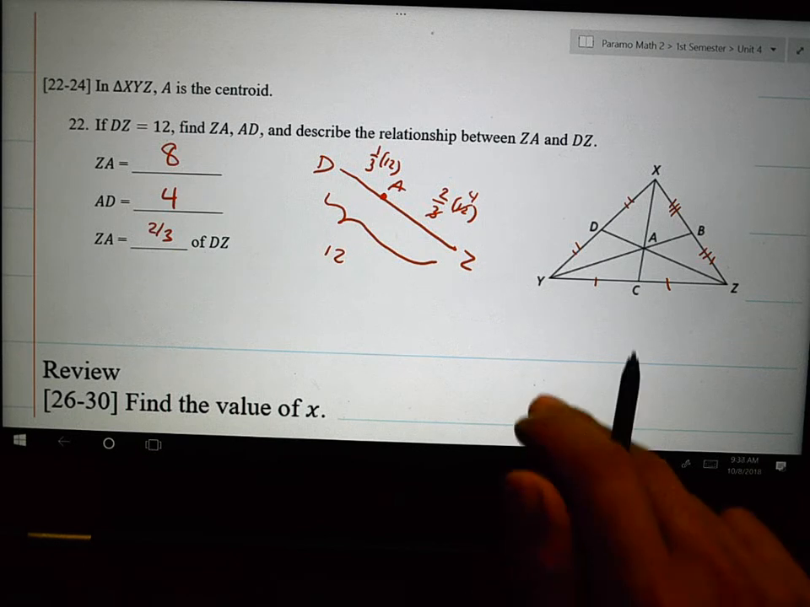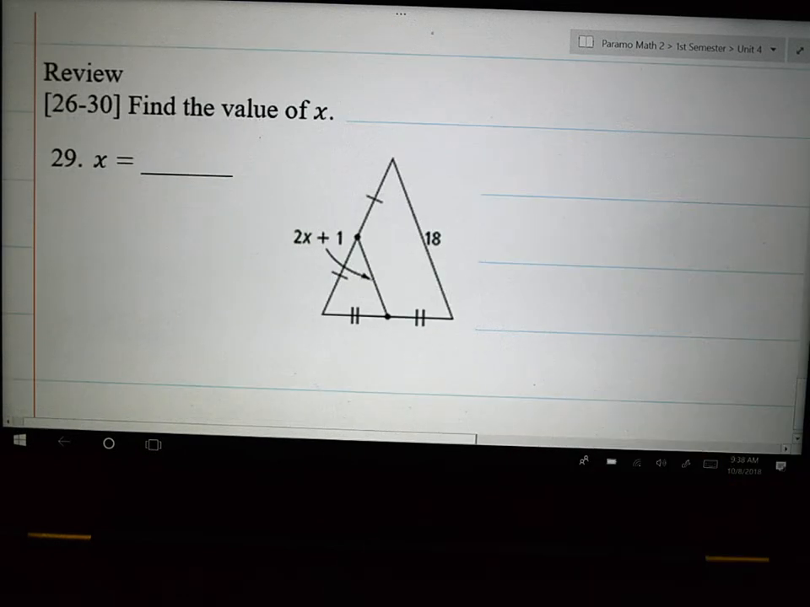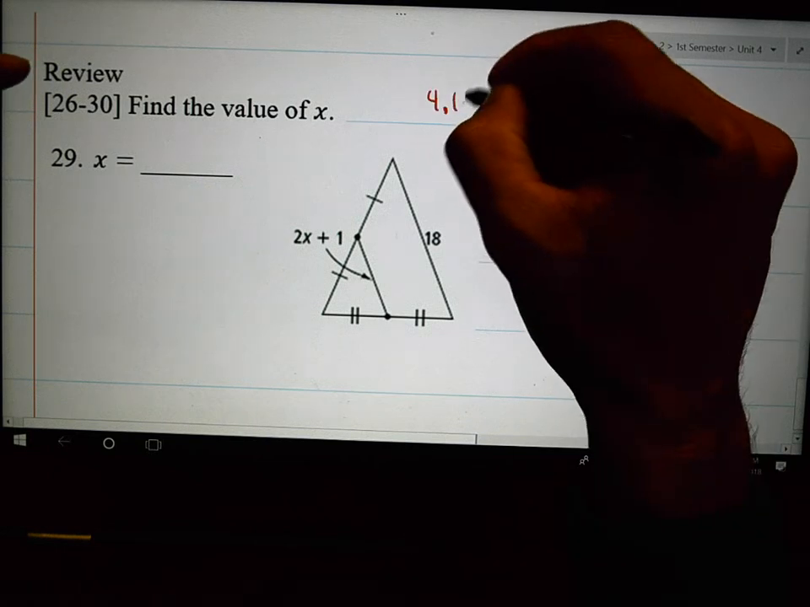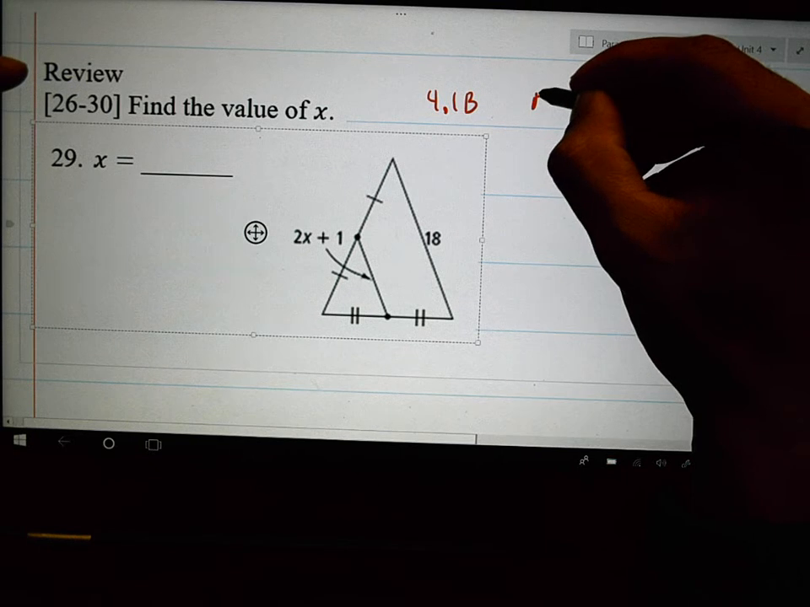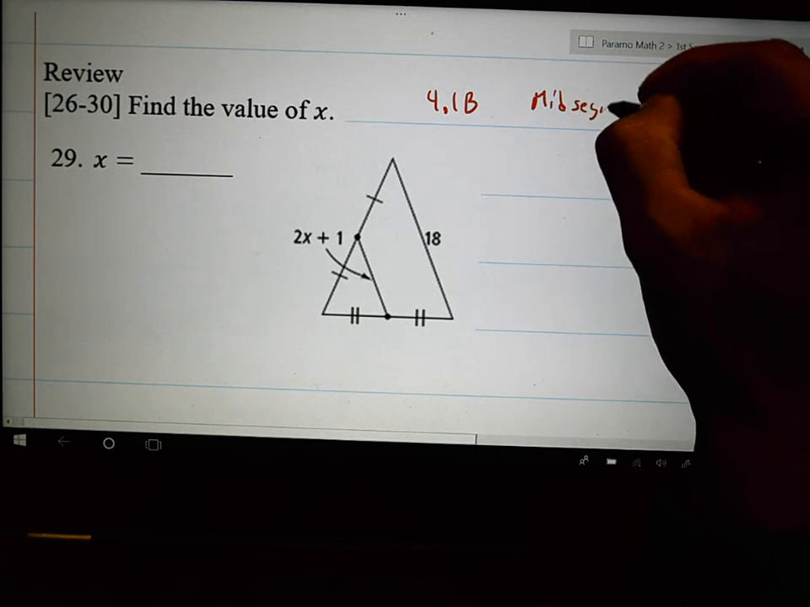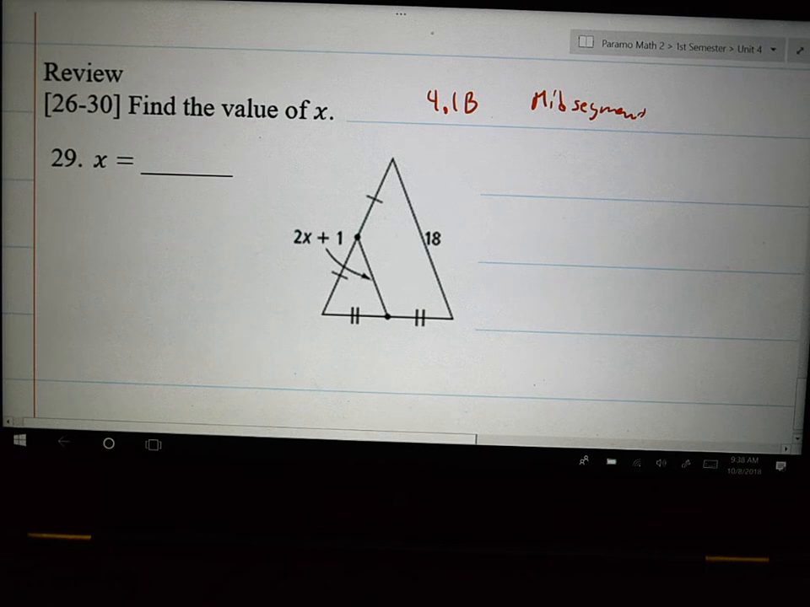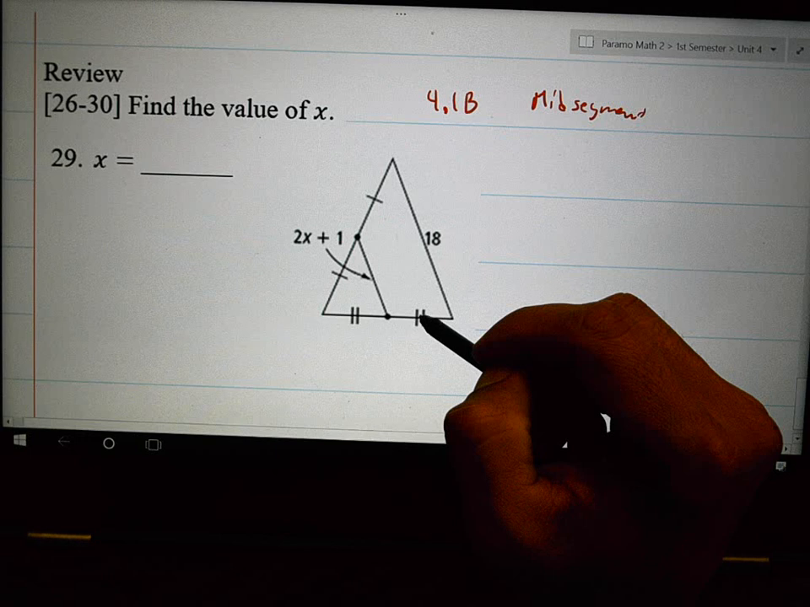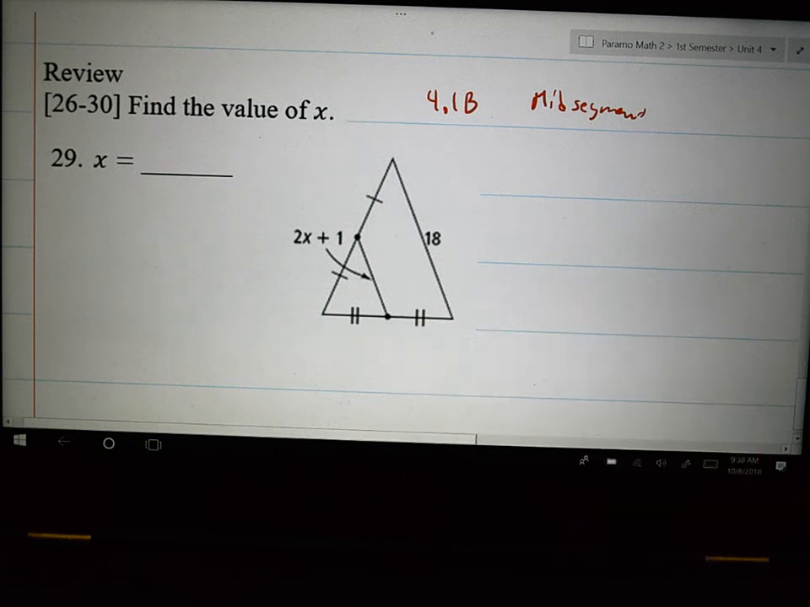Last example. 29. It's a review question. This isn't even from this section. This goes back to 4.1b, if you did not know. 4.1b, we learned something called a mid-segment. That's what this is. I know it's a mid-segment because it has a midpoint and a midpoint, and another midpoint and a midpoint, and 2 pieces are congruent. It goes from a midpoint to another midpoint.